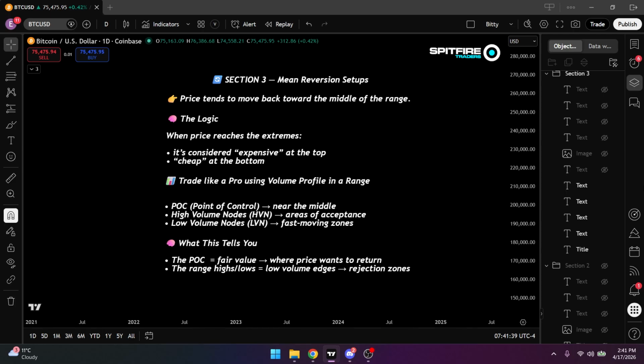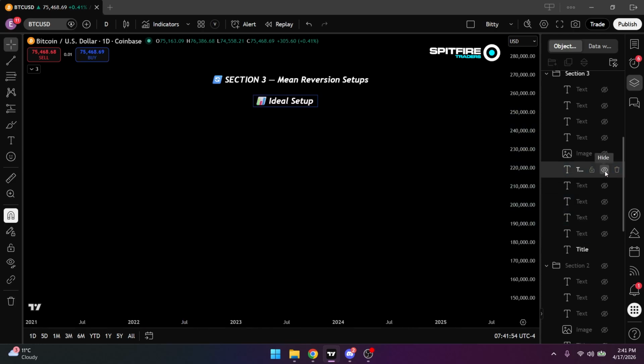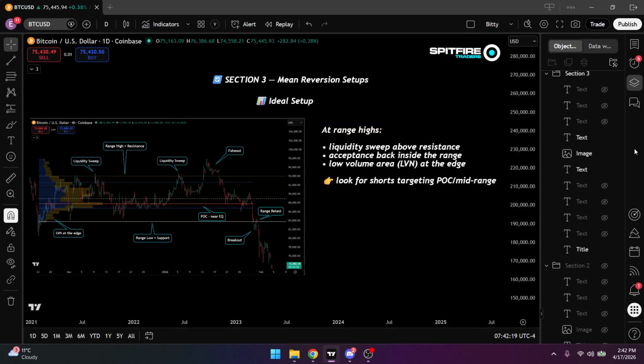So instead of guessing, you can clearly see where price is likely to revert to and where it is likely to reject from. The ideal setup for mean reversion trading is at range highs, where we have liquidity sweeps above resistance, acceptance back inside the range, and low volume nodes. In this zone here, we are looking for shorts targeting point of control and EQ of the range.